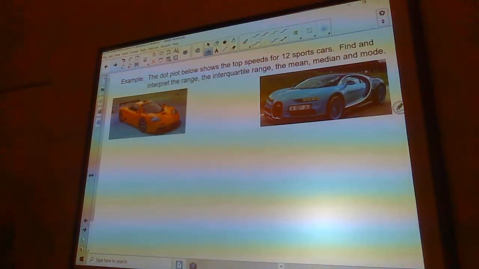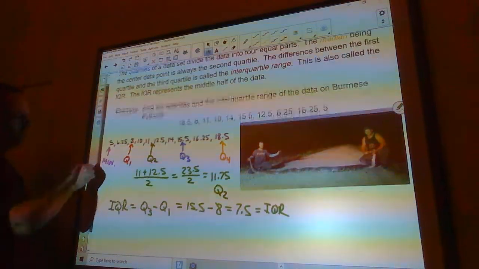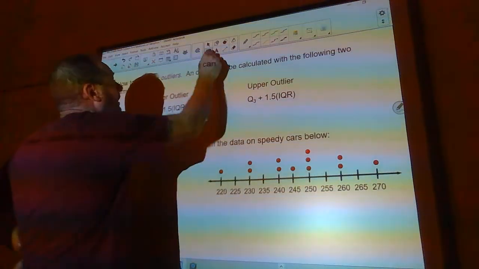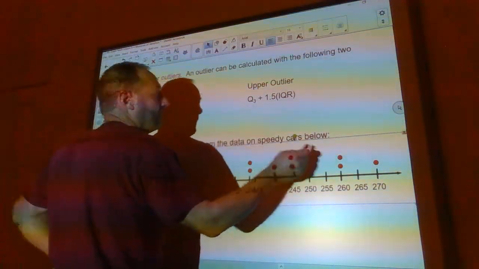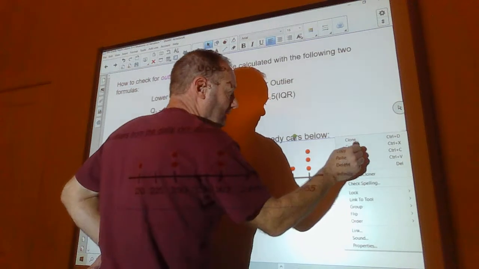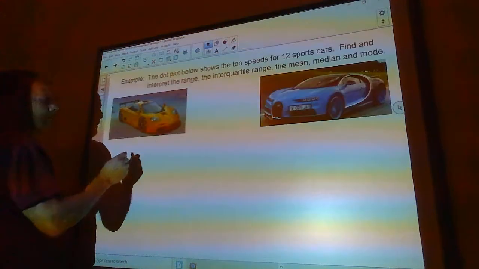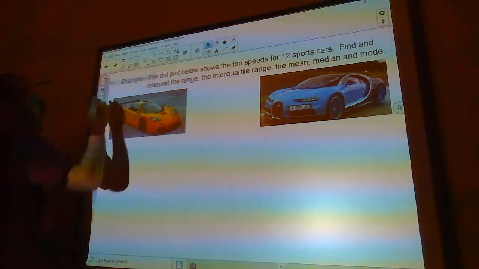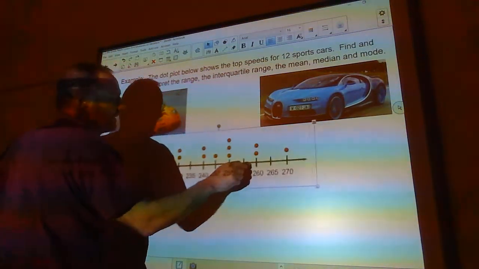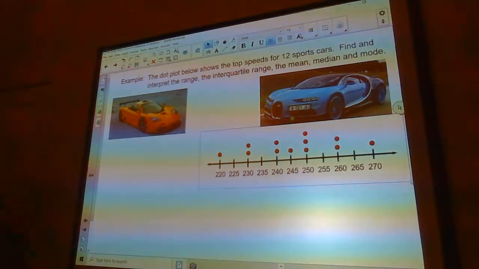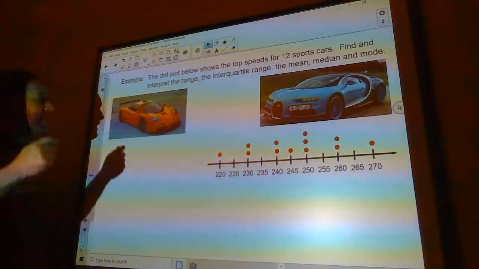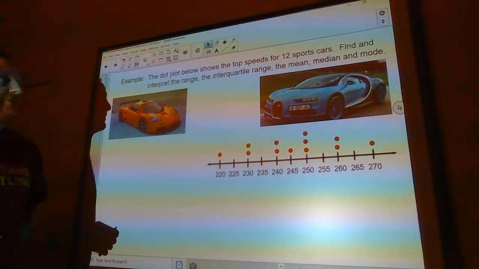Okay. Oh, I forgot my dot plot. What happened to it? It's right here. Let's take this, copy that, and paste it here. So the dot plot below shows the top speeds for 12 sports cars. Find and interpret the range, the interquartile range, the mean, median, and mode.